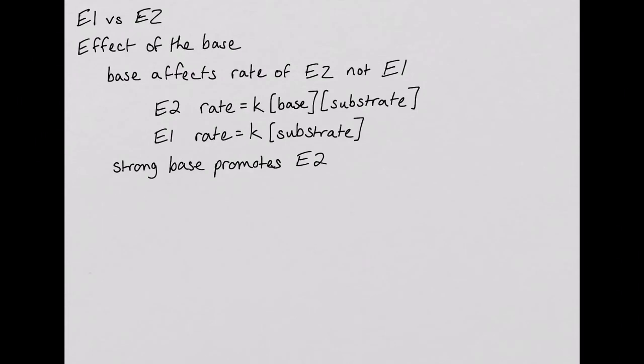If our base is weak instead of strong, we will typically see that E1 predominates. This is not because a weak base promotes E1, but because a weak base slows the rate of the E2 reaction so that the E1 reaction becomes faster. Also remember that typically when we see E1 occurring, we will also see SN1 occurring, because most weak bases are also weak nucleophiles.